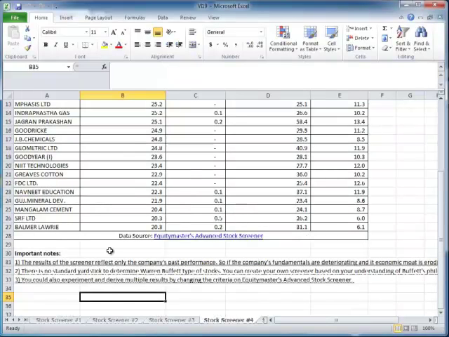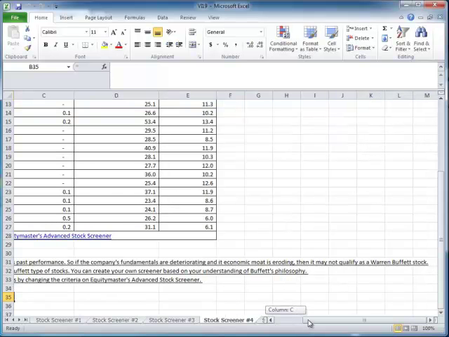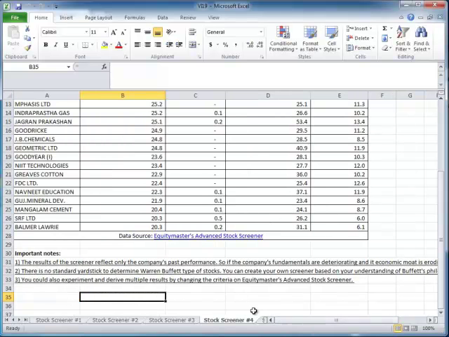Some important notes to keep in mind. The results of the screener reflect only the company's past performance. So if the company's fundamentals are deteriorating or its economic moat is eroding, then this may not qualify as a Warren Buffett stock. The other thing is that there is no standard yardstick to determine Warren Buffett type of stocks, because of the inherent qualitative factors. So you can create your own screener based on your understanding of Buffett's philosophy if it differs. And you can experiment and derive multiple results by changing the criteria on Equity Master's stock screener. This link here is Equity Master's stock screener.